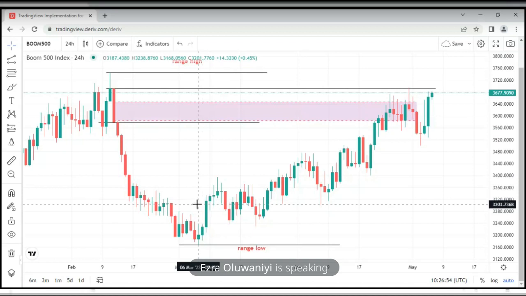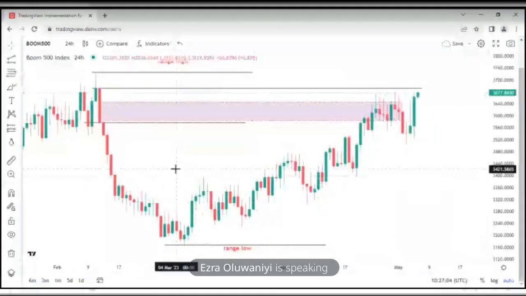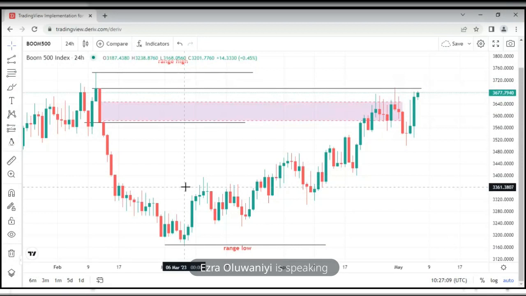Which is not actually a break of structure because it doesn't align with the order flow of the market. If it's not in line with the order flow of the market, if you go to weekly, this market is still a sell trend. So this market is still actually selling. Even on monthly, it's still a downtrend. So it's selling.